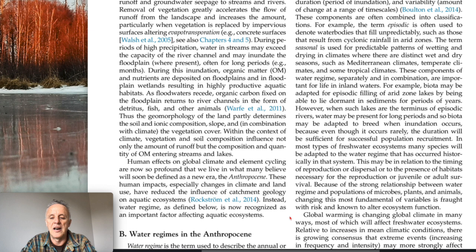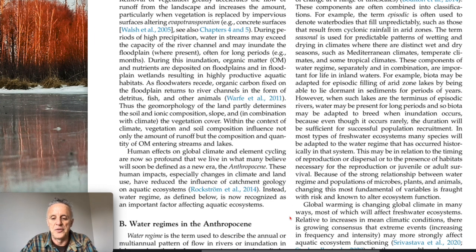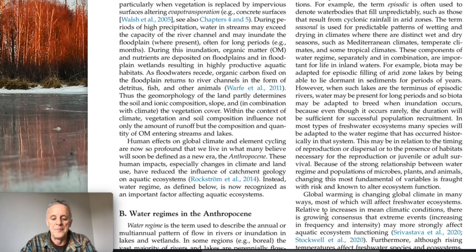However, when such lakes are the terminus of episodic rivers, water may be present for long periods, and so biota may be adapted to breed when inundation occurs, because even though it occurs rarely, the duration will be sufficient for successful population recruitment. In most types of freshwater ecosystem, many species will be adapted to the water regime that has occurred historically in that system. This may be in relation to the timing of reproduction or dispersal, or the presence of habitats necessary for reproduction or juvenile or adult survival.